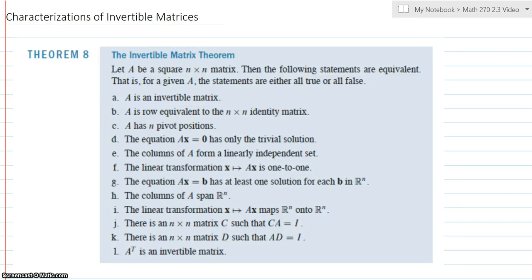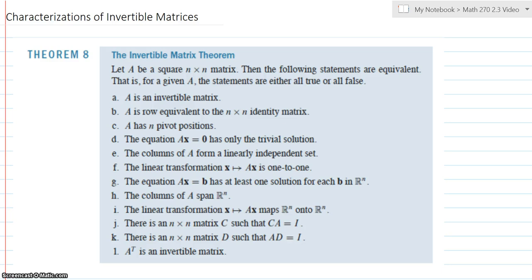In this video, we're going to talk about the characterizations of invertible matrices by looking at the following theorem, the invertible matrix theorem. As you can see, it has many parts, but it's a very powerful theorem as it contains many concepts that we learned in Chapter 1, and it ties them all together with invertible matrices.